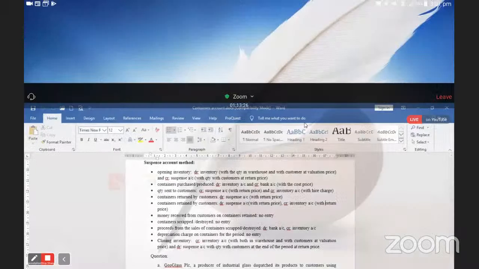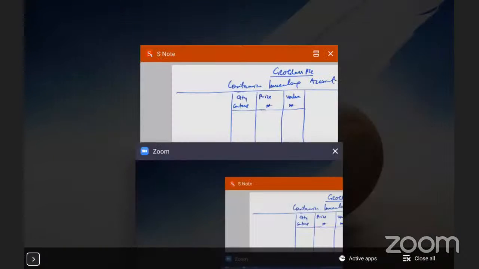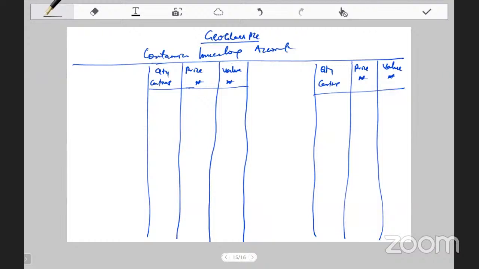Okay, he that has the question, let him read. Glass PLC, a producer of industrial glass, dispatched its product to customers using returnable cartons. In 2017, the following information was obtained from its record. On January 1st, 2017, the firm has 1,824 cartons in the warehouse.